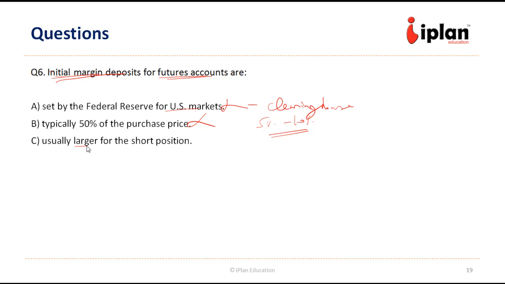C says they are usually larger for short positions. As we know, the margin deposits are going to be the same for both long position and short position. The clearing house will charge the same amount from both sides. So C is also wrong. Option D says they are based on price volatility. That is right. The clearing house will find out the volatility in that particular underlying, and based on that it will define initial margin. So D is the right option.